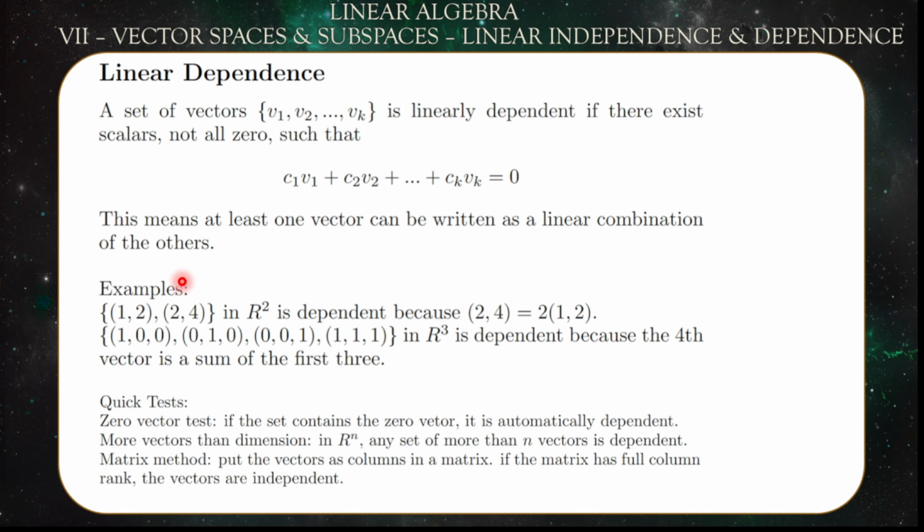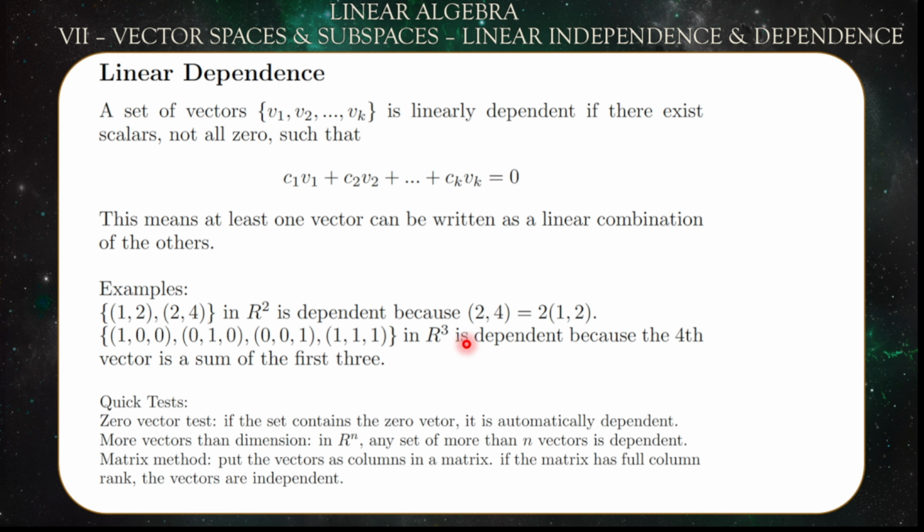Examples. Let's consider (1, 2) and (2, 4) in R2. Now, this set is dependent. Why? Because the second vector (2, 4) can be written as 2 multiplied by the first vector. So (2, 4) is equal to 2 multiplied by (1, 2), which means it can be obtained through a linear combination of (1, 2) multiplied by 2, hence it is dependent.